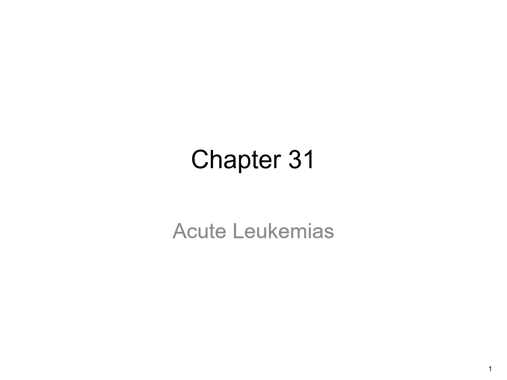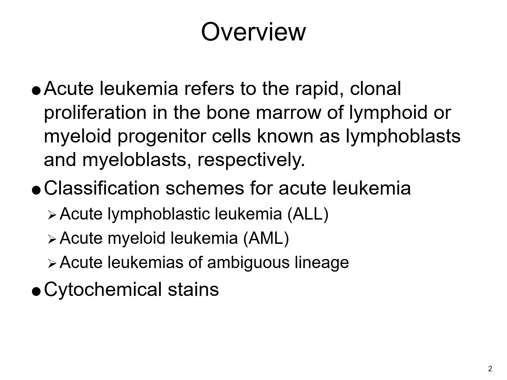This lecture covers Chapter 31, Acute Leukemias. Acute leukemia refers to the rapid clonal proliferation in the bone marrow of your lymphoid or your myeloid progenitor cells, which are known as lymphoblasts and myeloblasts. In this lecture, we're going to discuss the classification schemes for some of the various acute leukemias, including acute lymphoblastic leukemia, acute myeloid leukemia, and acute leukemias of ambiguous lineage. We're also going to discuss some of the cytochemical stains that are used.